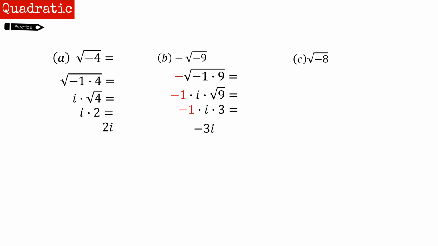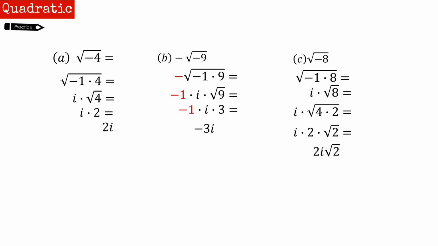C, the square root of -8. Well, for this one, we'll have the square root of -1 times 8. Now we have i times the square root of 8. We always have to ask ourselves, can we break down the square root of 8? We can. That's the square root of 4 times 2. So we have i times 2 times the square root of 2, which is 2i, the square root of 2. Great!